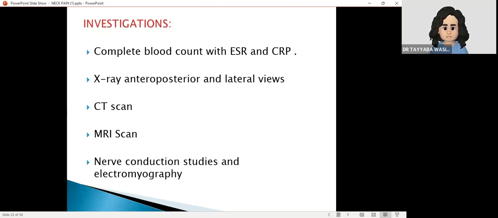Then coming on to the imaging. Among the imaging, we will start with a very basic imaging, that is the X-ray, and we will take the anterior posterior views and the lateral views. Then we will move towards the higher modalities of radiological imaging, that is the CT scan, MRI scan, and the nerve conduction studies and the electromyography.